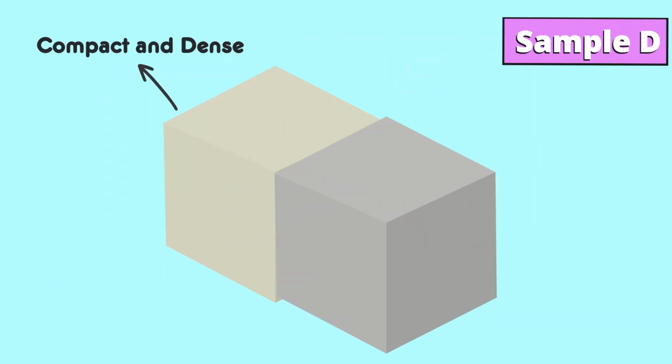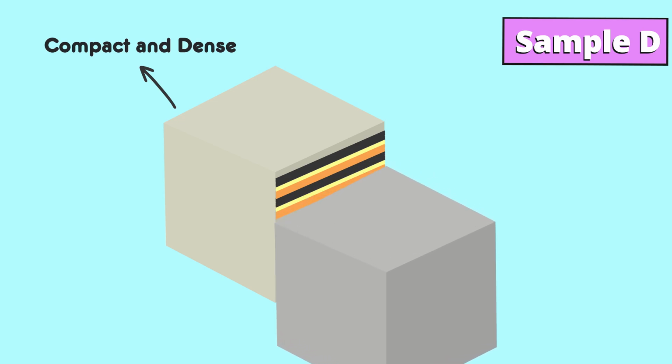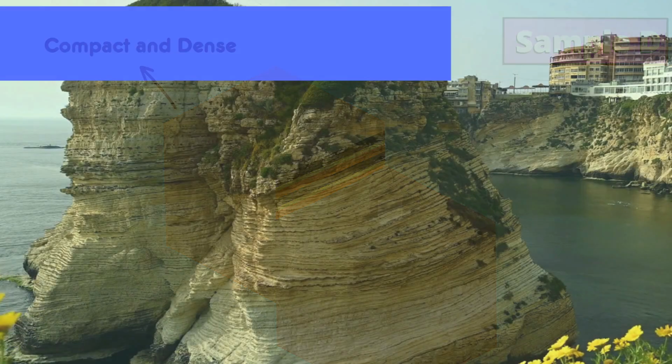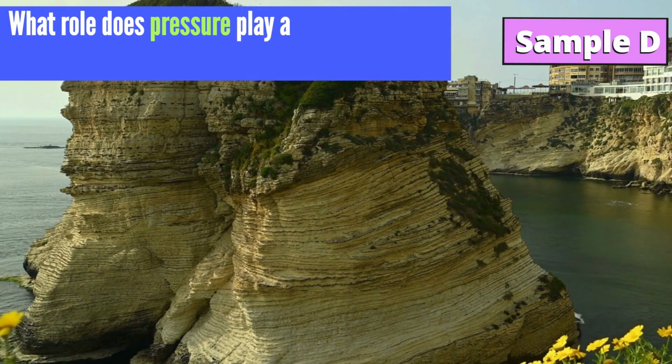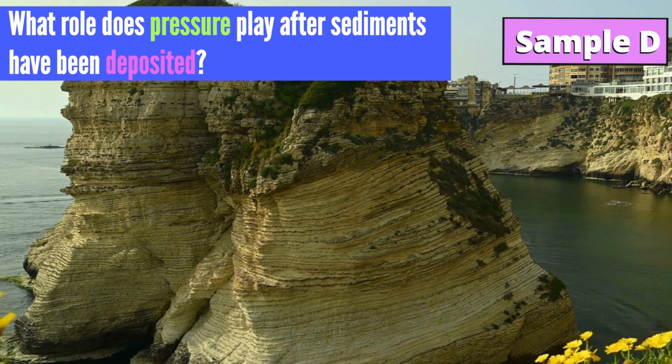Sample D, compact and dense material made of tightly packed particles with very little space between them. The material feels solid and shows no sign of movement or shifting when pressed. Guiding question: what role does pressure play after sediments have been deposited? Think about how weight and compression contribute to this stage.